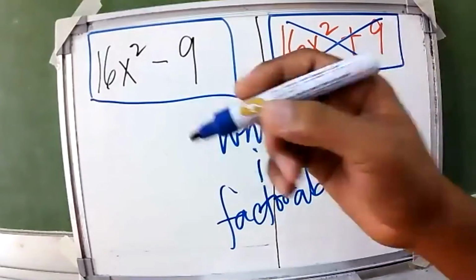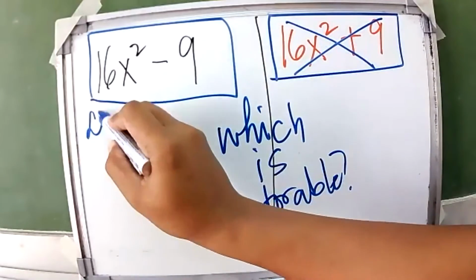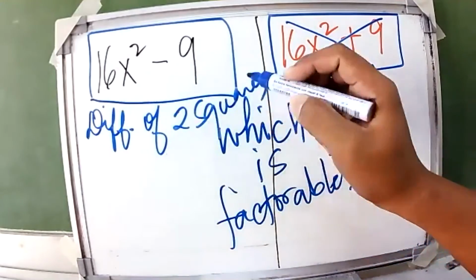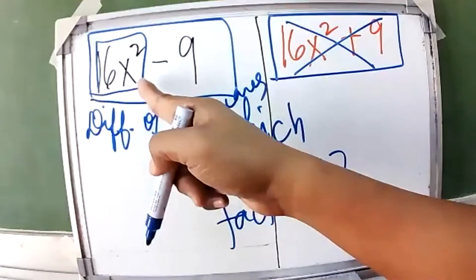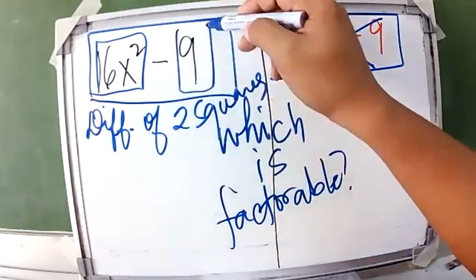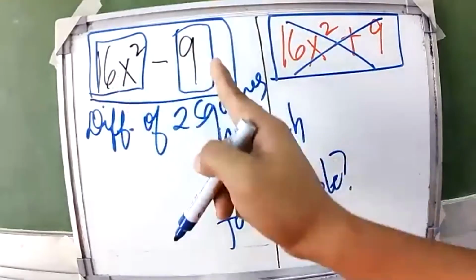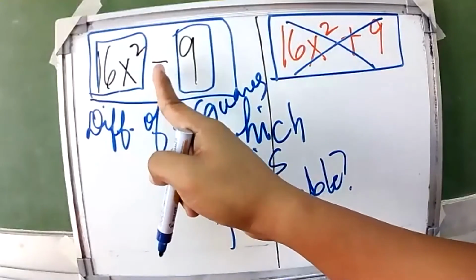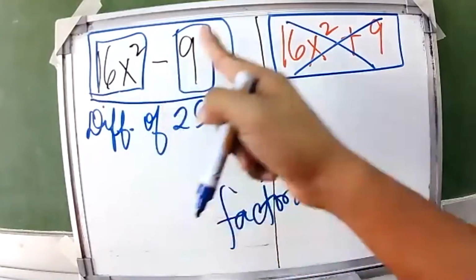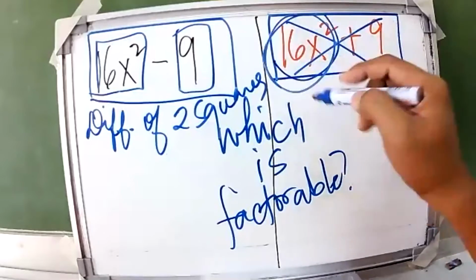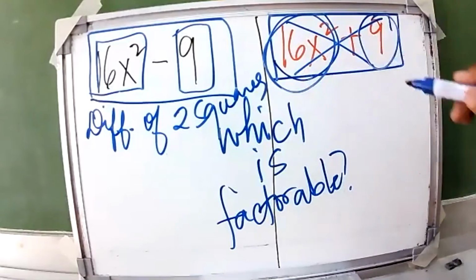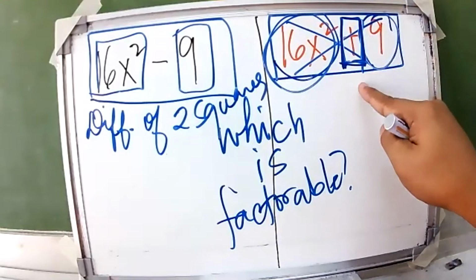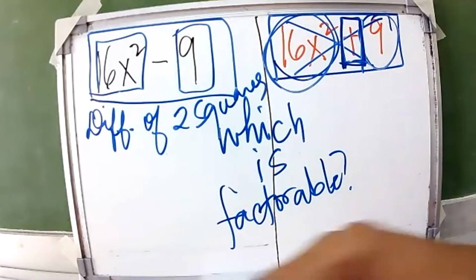Why? This is because this is what you call the difference of two squares. This is a perfect square. 16x squared is a perfect square. 9 is also a perfect square. If you have two perfect squares, your sign should be minus, and in that way, this given can still be factored. In here, this is a perfect square, and this is also a perfect square. However, there is a plus right there. If it's already a plus, it can no longer be factored.